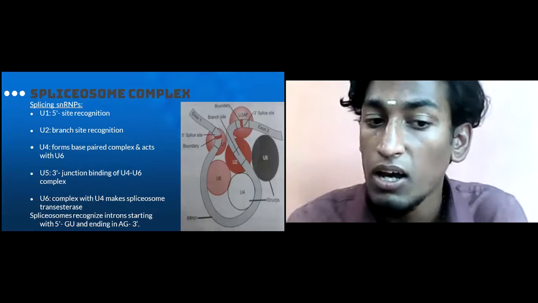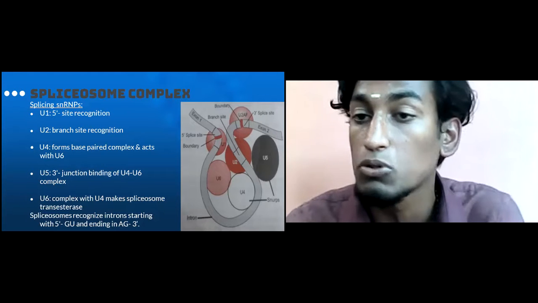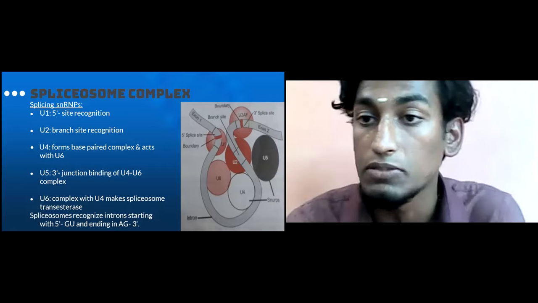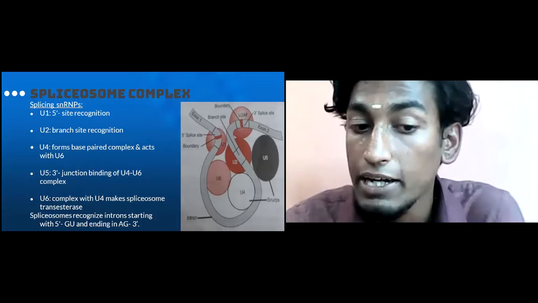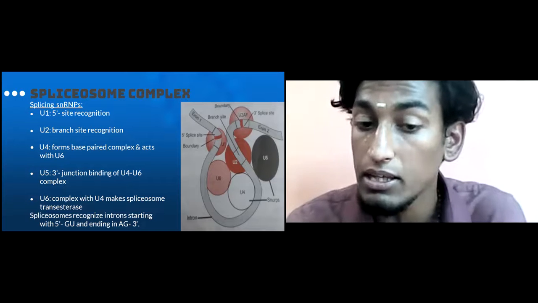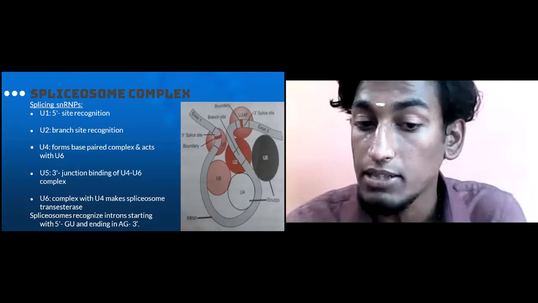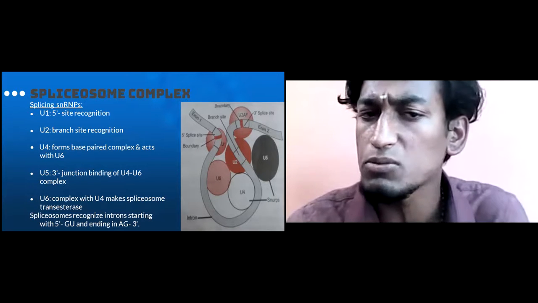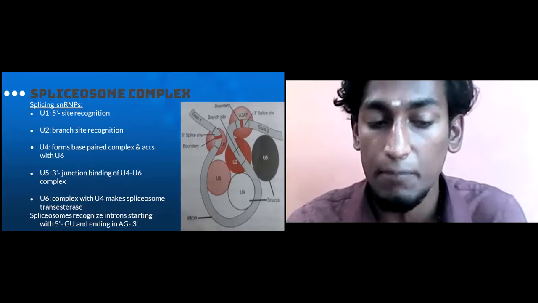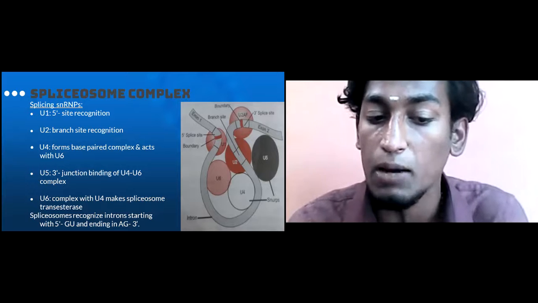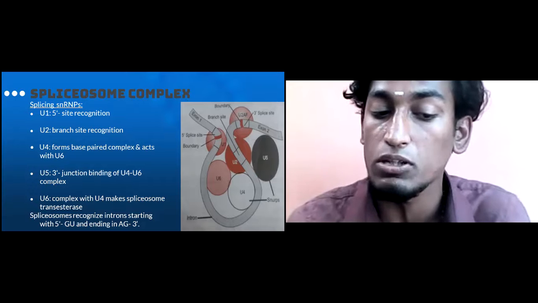The U6 complex makes a complex with U4, which makes the spliceosome a transesterase, which is an enzyme. And these spliceosomes recognize the intron starting with 5' GU and ending in AG, adenine guanine, at the 3' site. I repeat, GU at the 5' site and AG at the 3' site. This is the spliceosome complex, and in the process of RNA splicing, an intron is between an upstream exon 1 and downstream exon 2 before the splicing takes place.